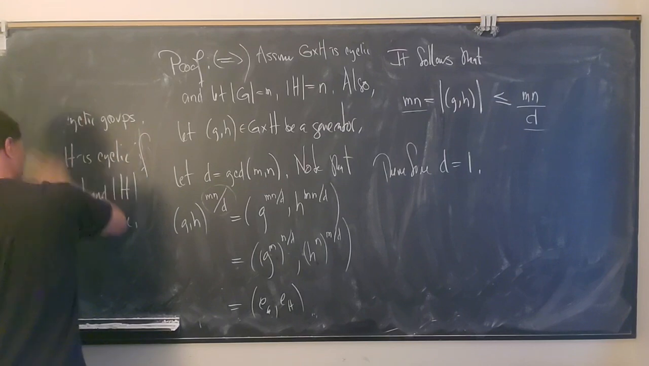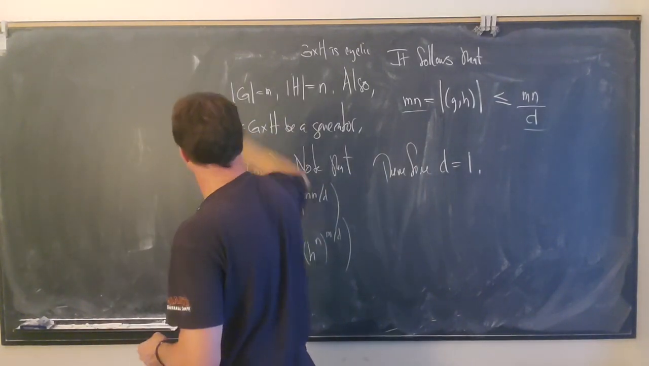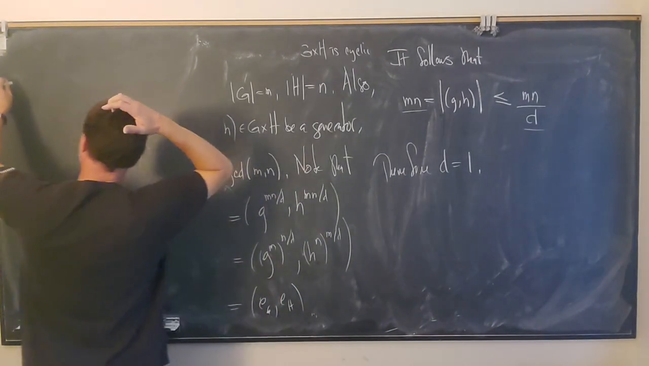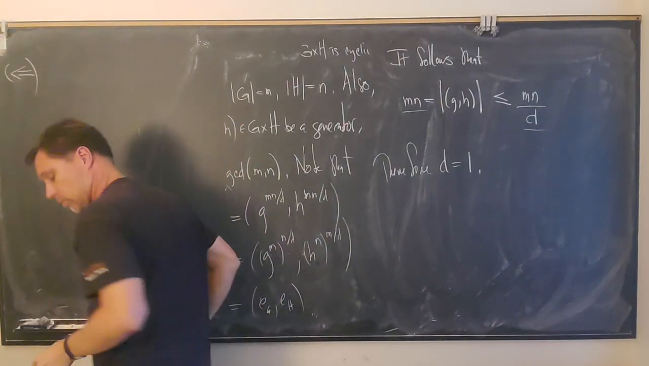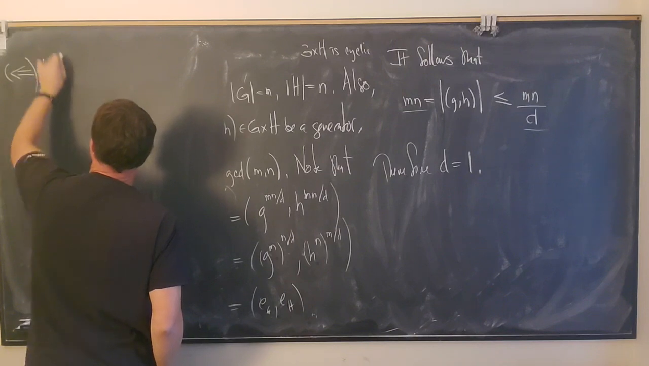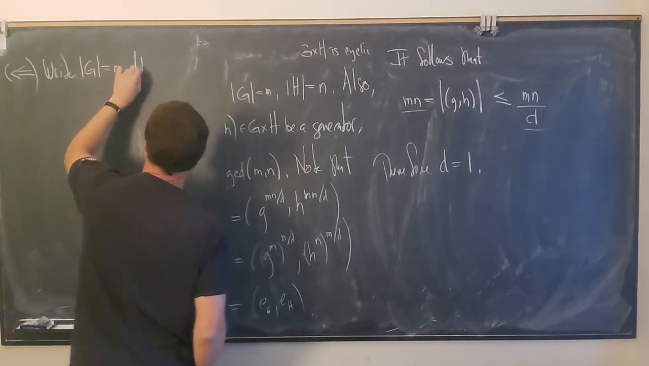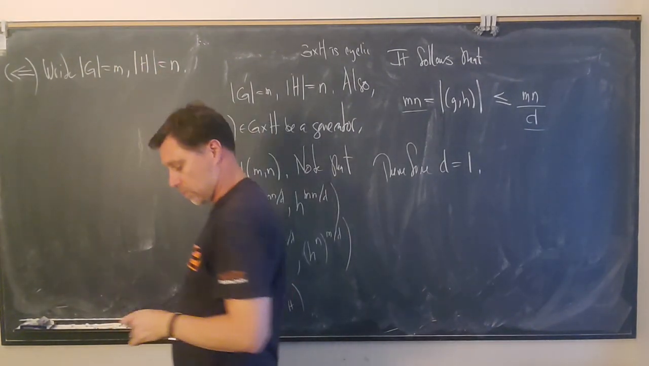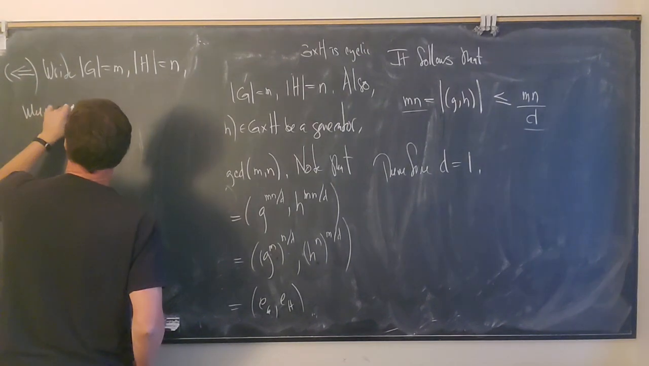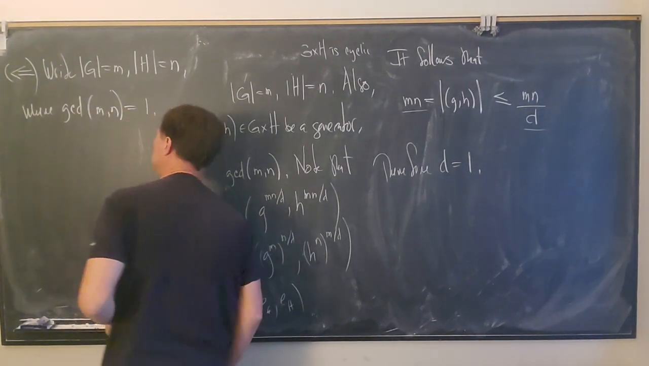Okay, so now we go in the reverse direction. I'm going to assume that the orders of G and H are relatively prime, and then we need to deduce that we've got a cyclic group. So in the reverse direction, let's do what we did before. Let's write the order of G equal to m, the order of H equal to n, and assume they are relatively prime, so the GCD of m and n is equal to 1.